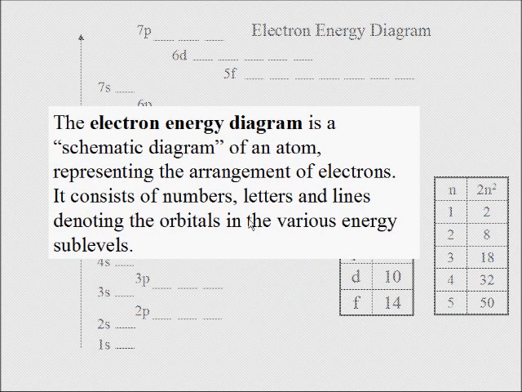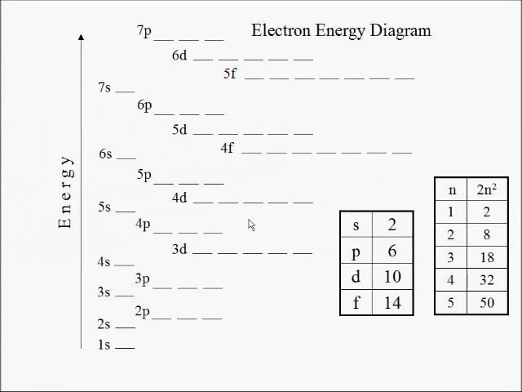Well, since we can't actually see atoms and can't see the electrons, then what we need is a schematic diagram for an atom, and in particular for the electrons and how they're arranged in all of the energy levels and sublevels. And so that's what we're going to use. We're going to have something called the electron energy diagram, which is a schematic diagram of an atom. And here you see what the energy diagram looks like.